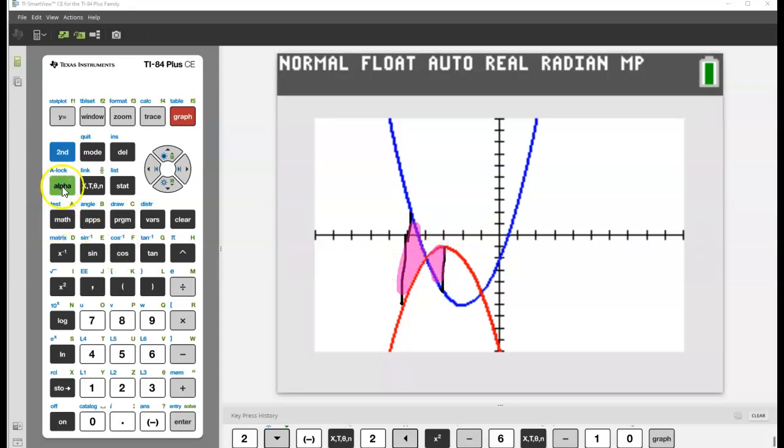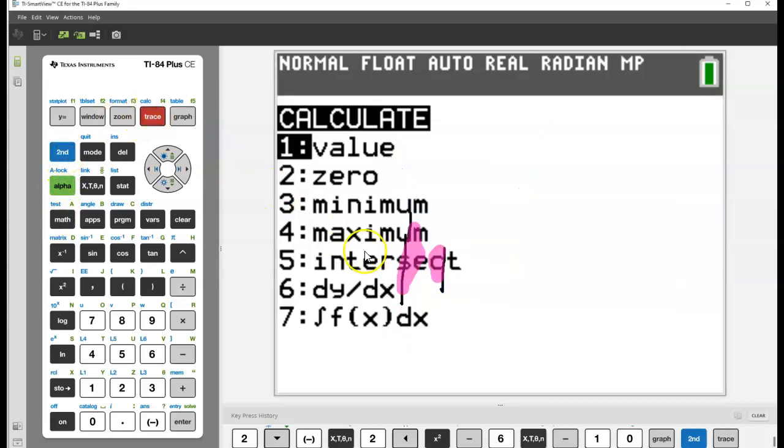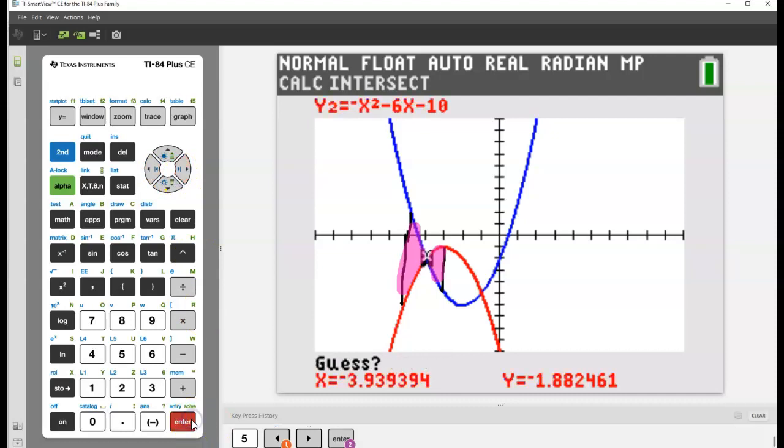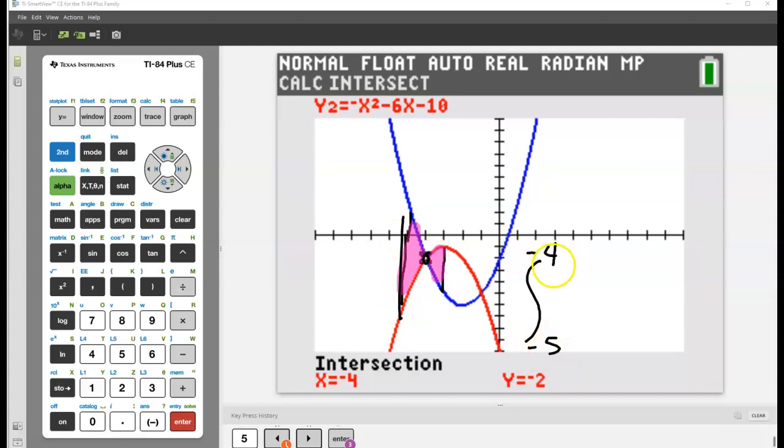So we're going to do our usual process here. Second, calc, intersect, and we're going to scroll to where they cross. It's probably right at -4, but let's just make sure. Yeah, it's -4. So we have our 2 integrals then. My first integral is going to be going from -5 up to the intersection point of -4.